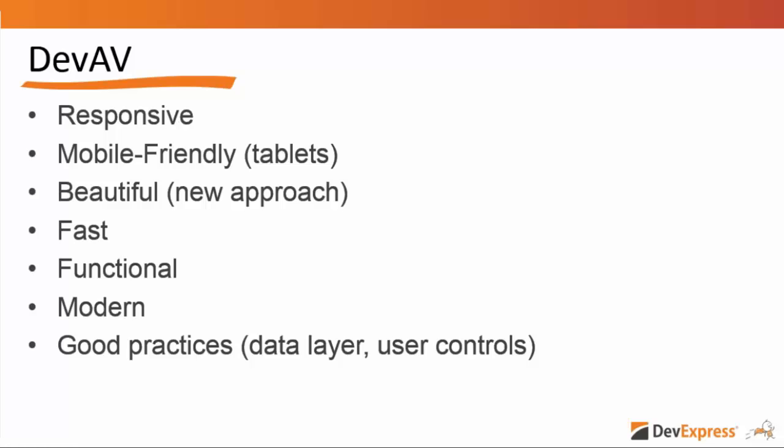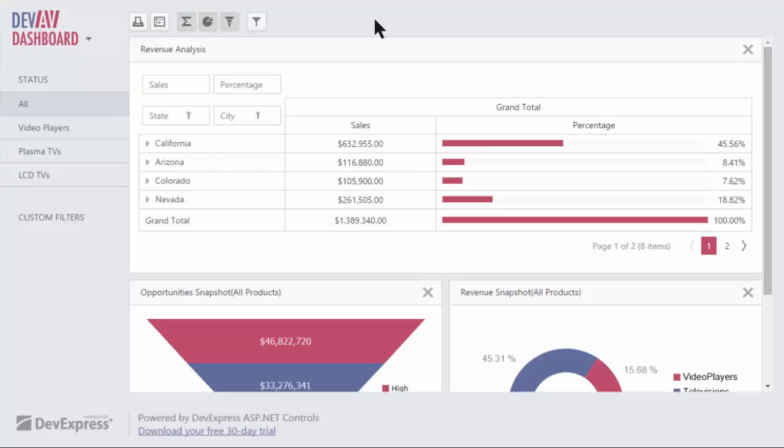And of course it had to be modern. It had to use modern approaches. And so DevAV was born. So this is the ASP.NET version of DevAV.